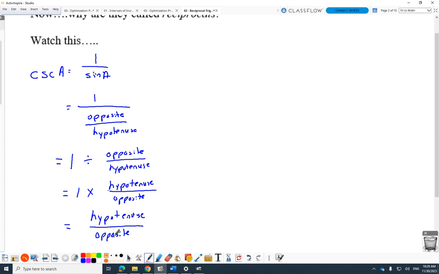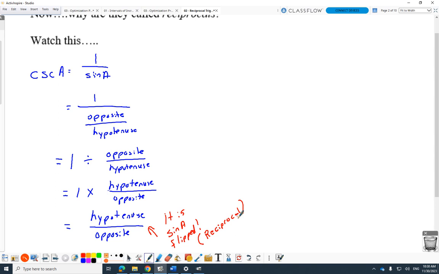I'll switch colors here and go, it is sine flipped. That's all that's happened there. We're just flipping the trig ratios we had before, and the fancy name for flipping is reciprocal, giving you a much more handy definition of these things. They're all just the flip version of each other.